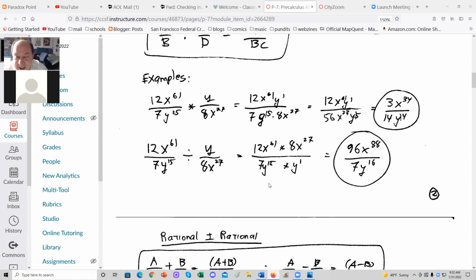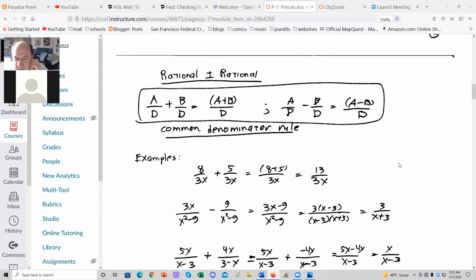Give me a break. All right, so multiplying across, multiply the coefficients, that's 96. Add the exponents, 61 plus 27 gives 88. Here, same deal, 7, and then 15 plus 1 makes 16. And so 96x to the 88th divided by 7y to the 16th.